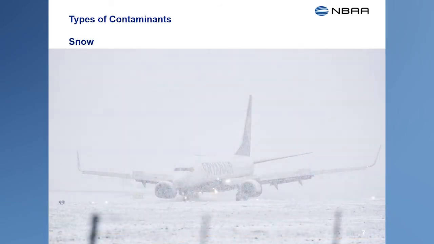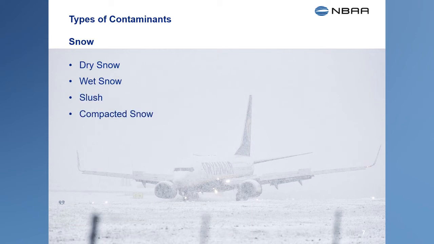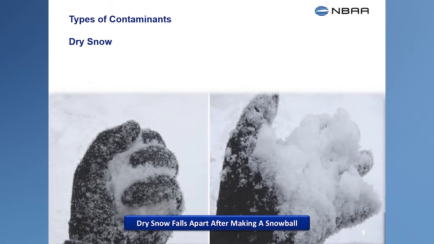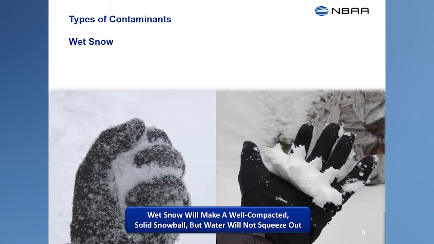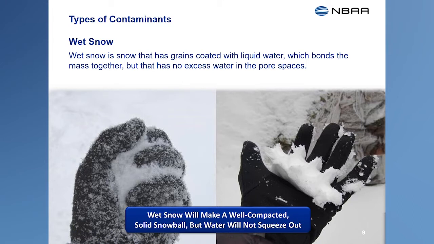Snow is considered a contaminant. However, it can be reported in 4 different forms: dry snow, wet snow, slush, and compacted snow. Dry snow is powdery. It doesn't stick together because it's just too cold. Here's a rule of thumb: if you can't make a snowball with it, then it's dry snow. Wet snow, on the other hand, contains enough moisture to bond together a solid mass. When it's compressed in your hand, it retains its shape as a snowball, but you can't squeeze any water out of it.